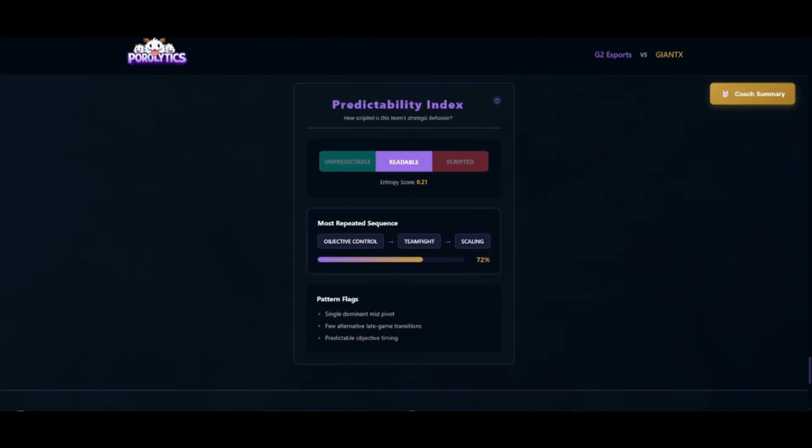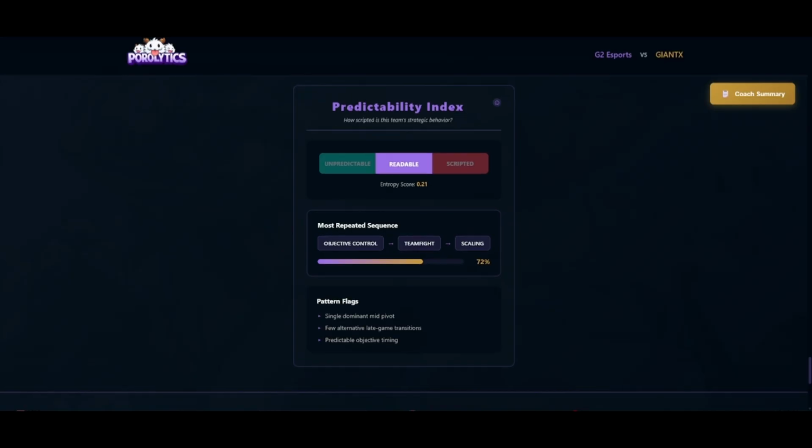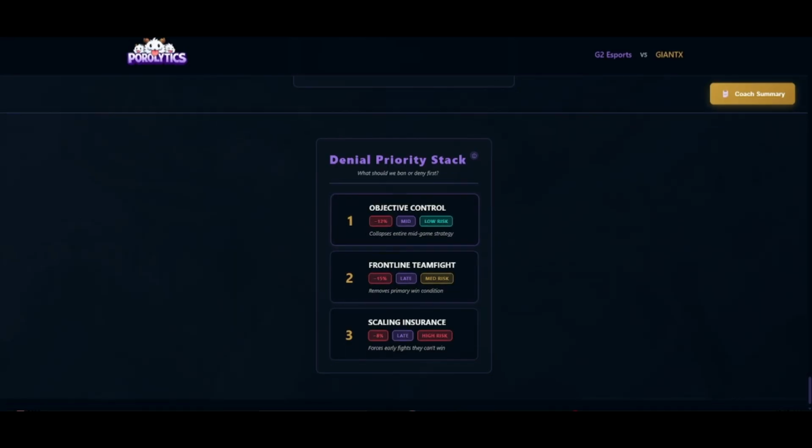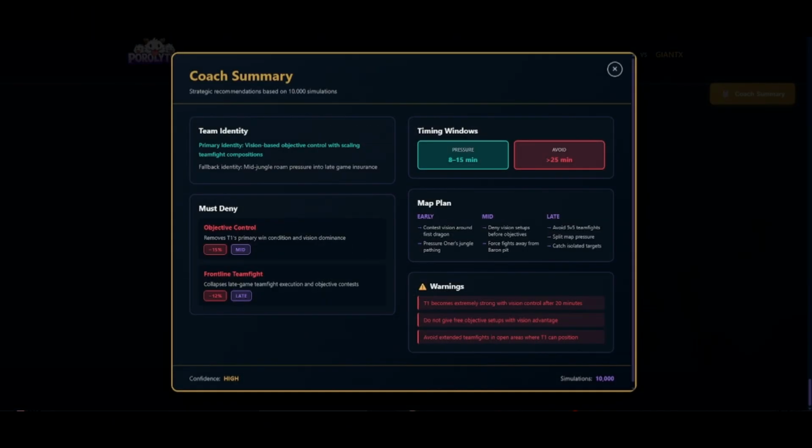Afterwards, we have the predictability index. It quantifies how scripted or readable a team's strategic behavior is based on repeated transition patterns. Then we have the denial priority stack, which ranks which strategies should be denied first based on win rate impact, game phase relevance, and risk.